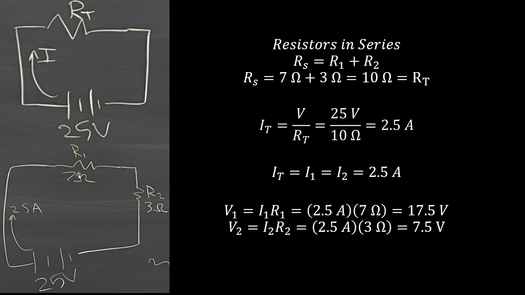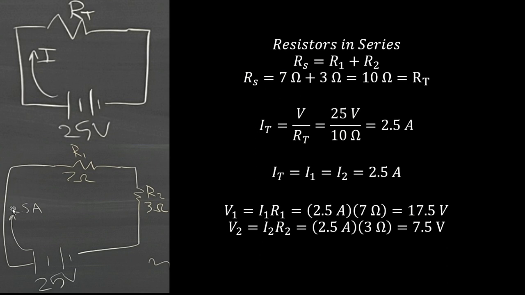Therefore, if we know that 2.5 amps are going through resistor 1 and 2, we can determine how much of our original power supply gets dropped across the first resistor and the second resistor, simply by our total current being equivalent to I1 and I2 flowing through resistor 1 and resistor 2. Voltage 1, the voltage dropped across resistor 1, would be the current flowing through it times the resistance. So 2.5 amps times 7 ohms is 17.5 volts. And then resistor 2's voltage drop would be 2.5 amps times 3 ohms, or 7.5 volts.